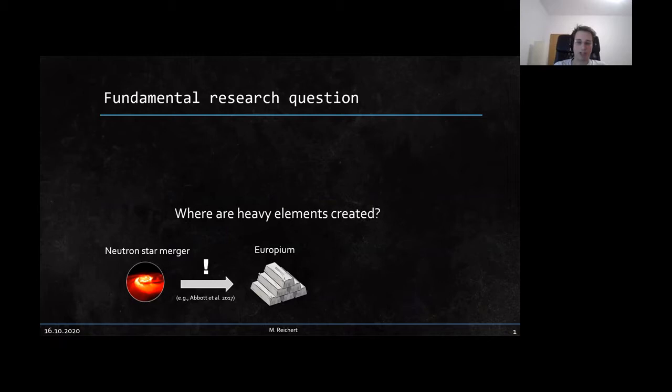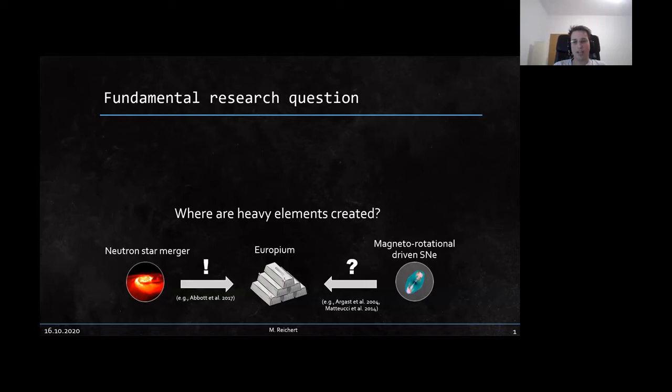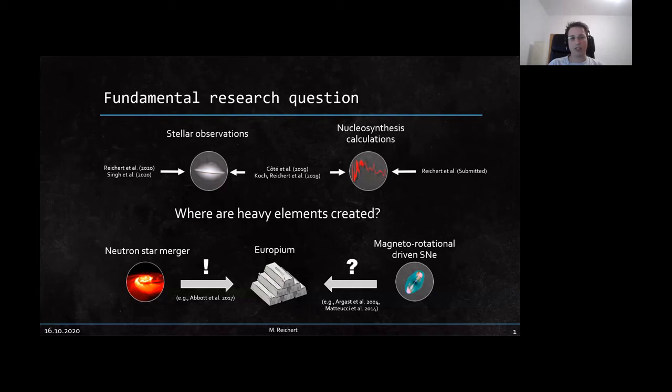Therefore, I dealt during my PhD with another scenario that possibly could host the r-process, namely magneto-rotational driven supernovae. To tackle the question if they are possible hosts of the r-process, I tackled the question from two perspectives, namely from a stellar observation perspective, but also from a theoretical nucleosynthesis perspective.